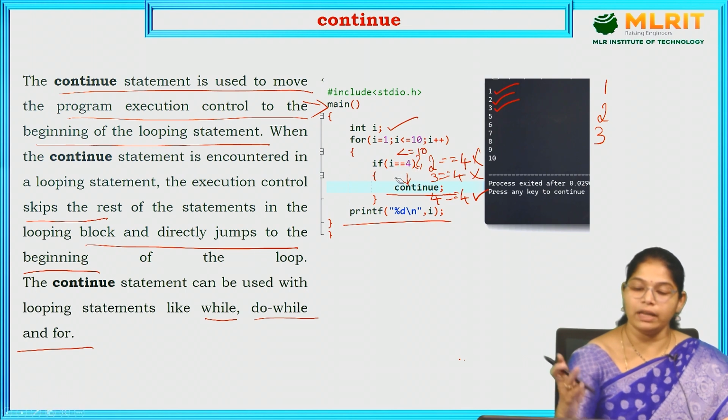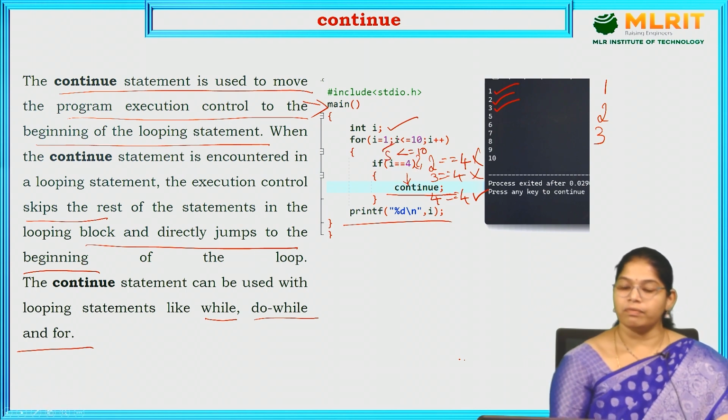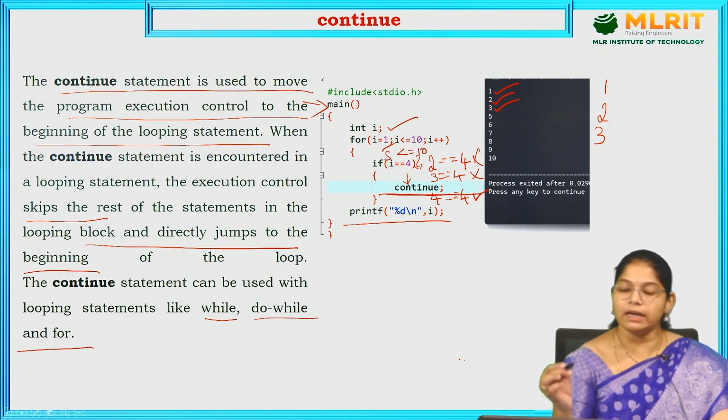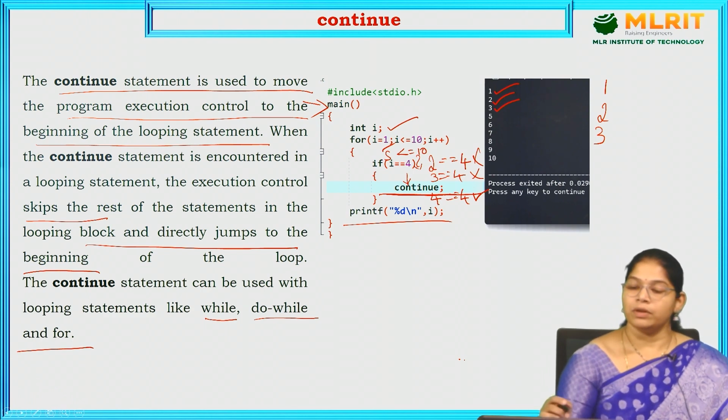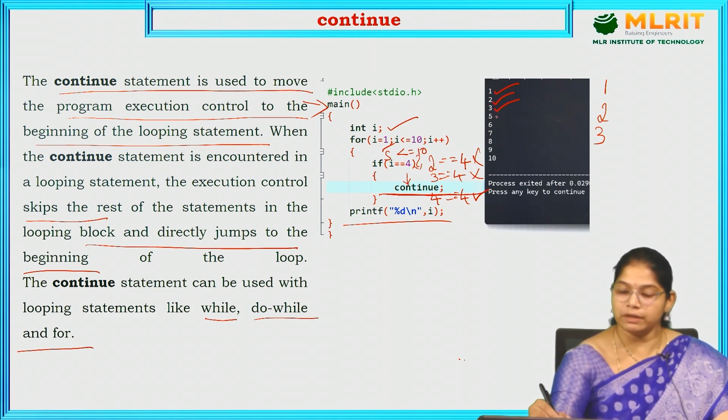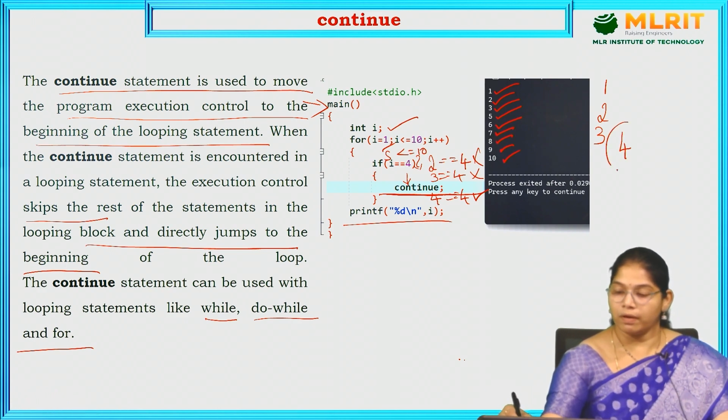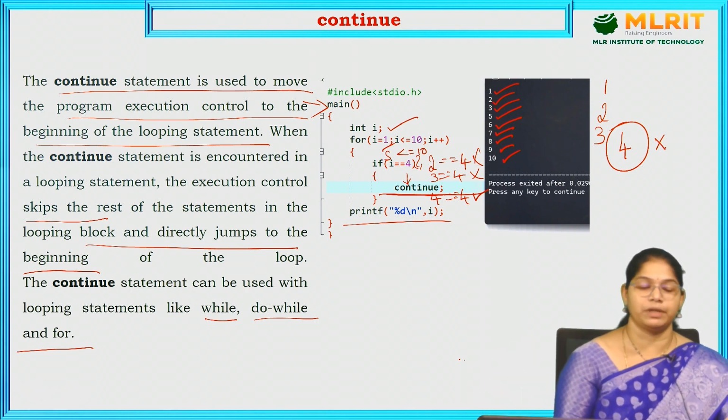Now the i value becomes 5. When i is not equal to 4, it will continue the loop. So after i plus plus, here we printed 5, 6, 7, 8, 9 and 10. When i is 4, that particular iteration got skipped using the continue statement.